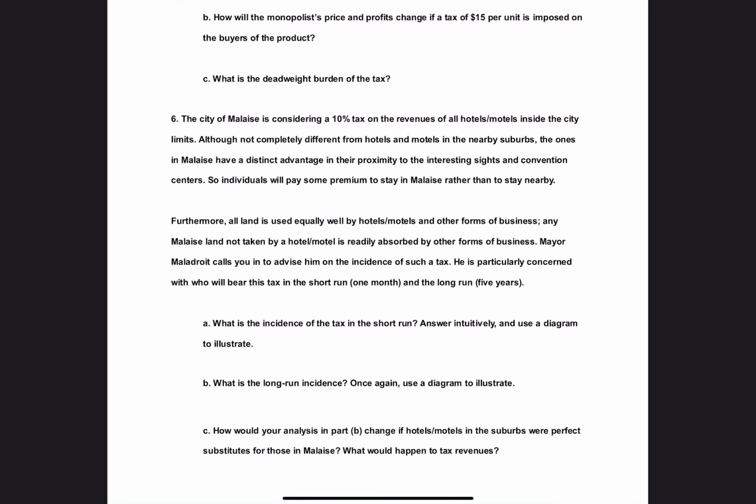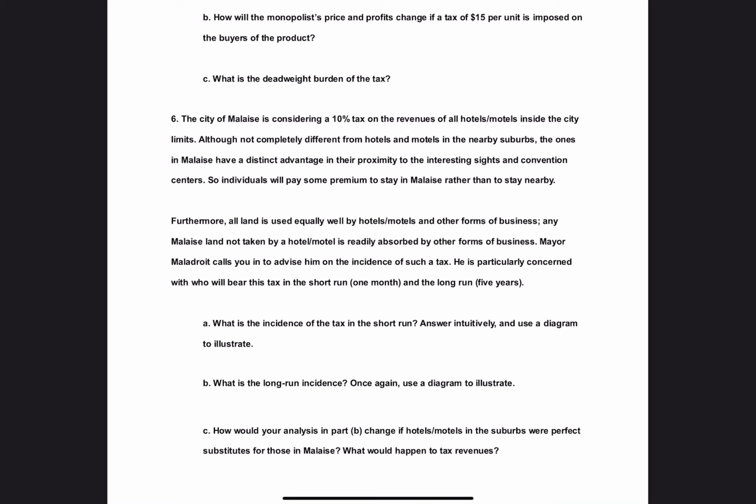So in exercise 6, we are given the following problem. The city of Malaise is considering a 10% tax on the revenues of all hotels and motels inside the city limits. Although not completely different from hotels and motels in the nearby suburbs, the ones in Malaise have a distinct advantage in their proximity to the interesting sites and convention centers. So individuals will pay some premium to stay in Malaise rather than to stay nearby.